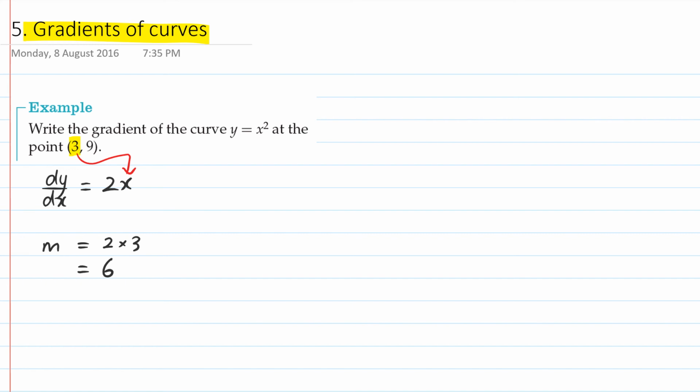So finding the gradient of a curve using calculus is straightforward. You simply differentiate to get your gradient function, and then from there you substitute in the x value. As far as the y value is concerned, well, the function is defined in terms of x, and so the y value of 9 you don't use, it's just the x value that you need.